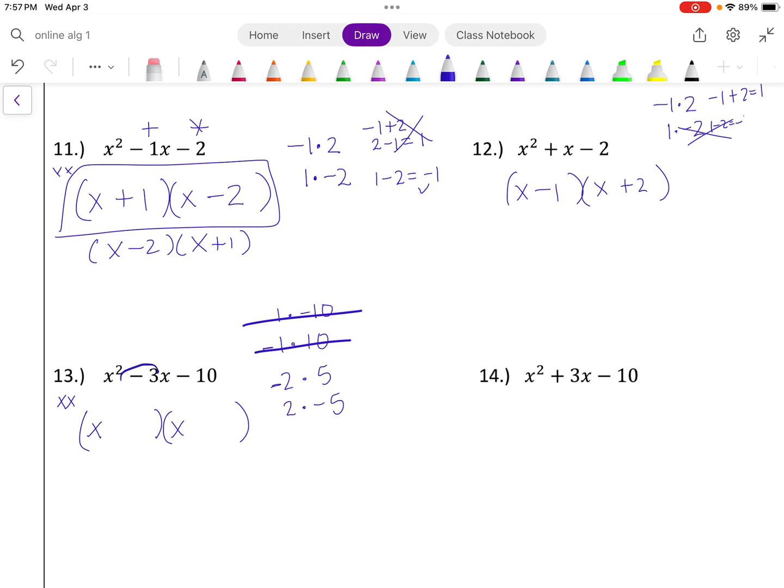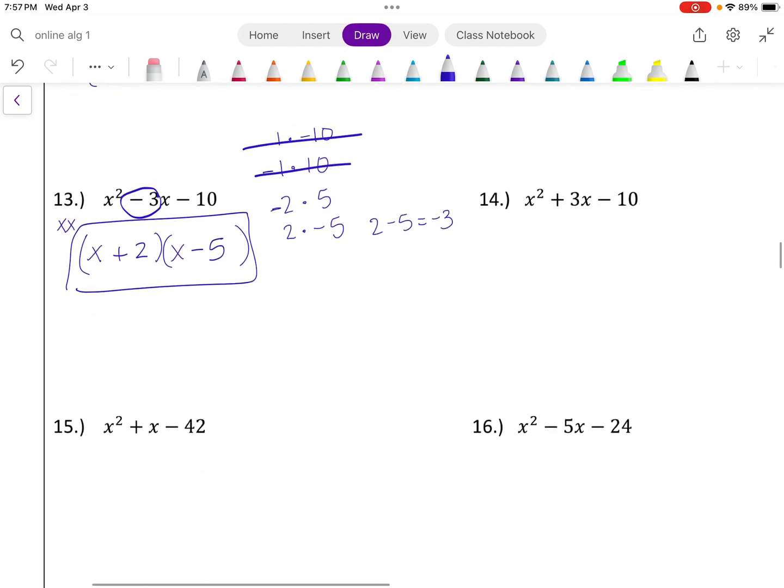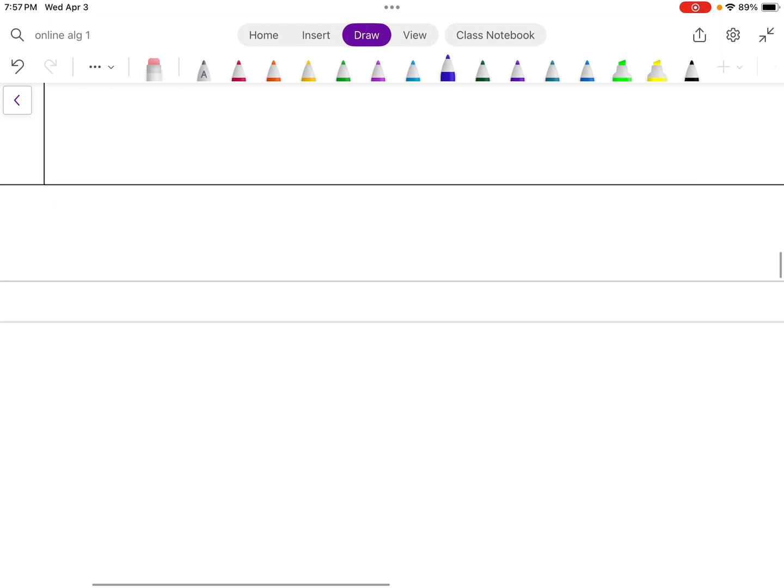So if this is a negative number, I need the one where the negative is bigger. So it must be 2 minus 5, because there my negative is bigger. So that gives me my negative b value. So we have x plus 2 times x minus 5. There's our factored form. Now would be a good time to pause and try one on your own.